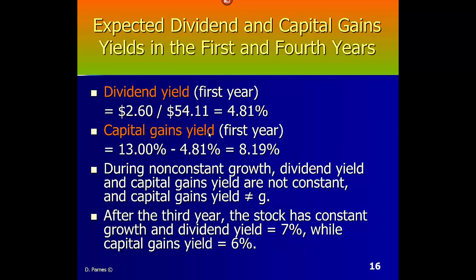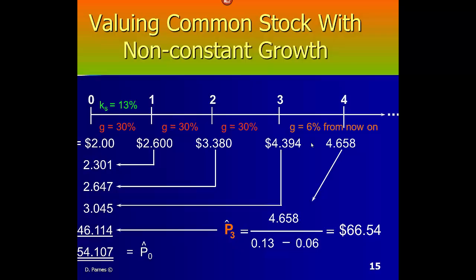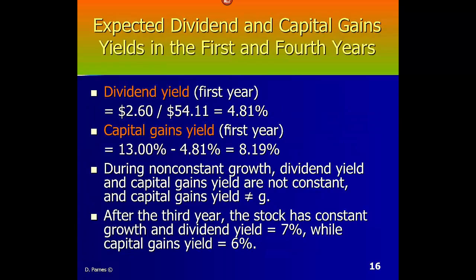Capital gains yield, in this case, is not equal to G. I repeat, it does not equal G, simply because there is no one G. There are two different G's here. There is the first growth rate of 30%, and after that 6% thereafter. So it is not equal to any one of them. It is simply the complement to KS.